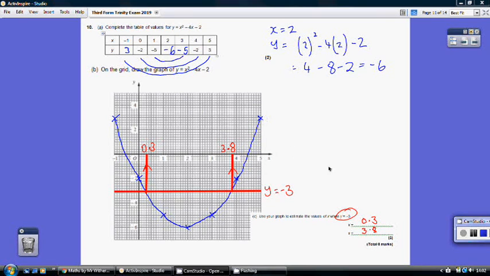Now for part C, use your graph to estimate the value of x when y equals -3. So draw in the line y equals -3, that's here, and then take readings where that line cuts your curve. So it's cutting the curve there at about 0.3 and there at about 3.8. Again, there will be a little bit of leeway in the answers here, but just make it really clear that you've used your graph. So draw all these lines on your graph and take readings, arrowheads, all of this. It just makes it really clear that you've used your graph.